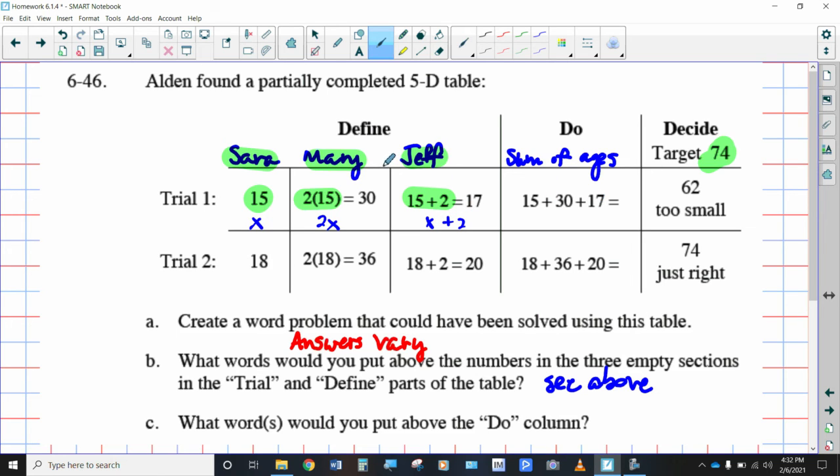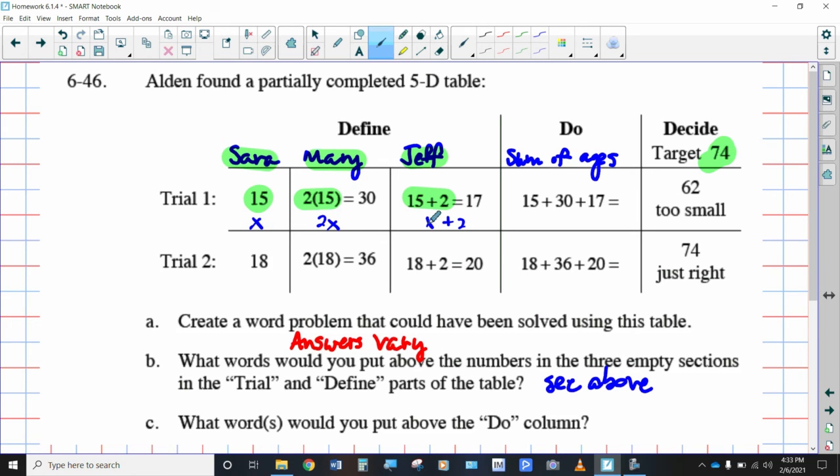So I immediately started thinking of people's ages. You could have done anything, but I just made up some names: Sarah, Mary, and Jeff. Mary is twice as old as Sarah, and Jeff is 2 years older than Sarah. When you add all their ages together, it equals 74.